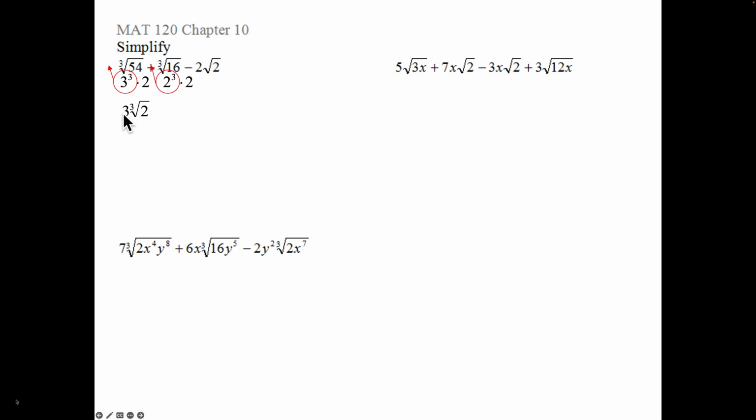So the 3 times the cube root of 2 plus 2 times the cube root of 2 will become 5 times the cube root of 2. And then this just tags along. Even though it's got a 2 on the inside, that's a square root. So it's okay to put a 2 there to make sure, hey, I can't combine these together.